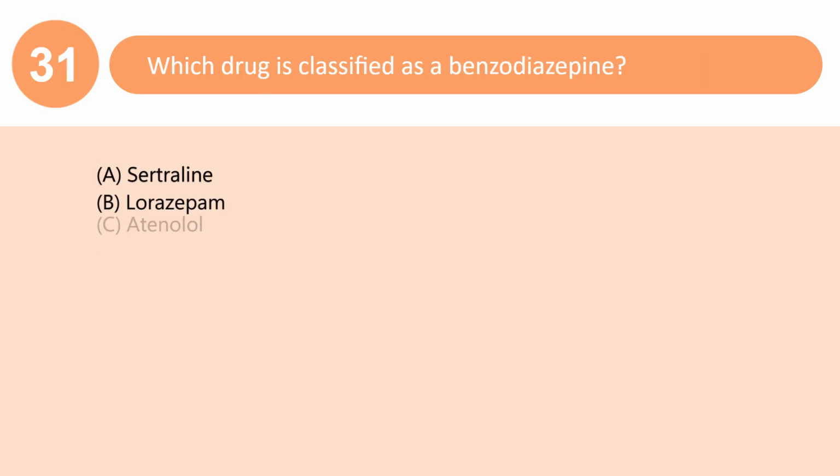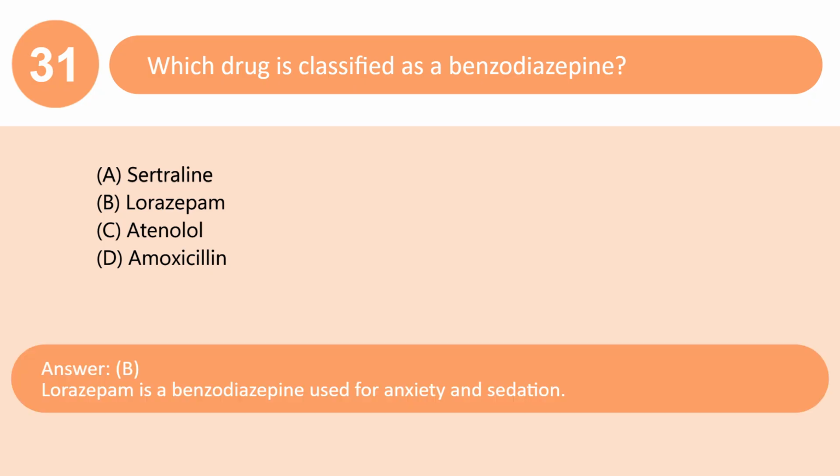Which drug is classified as a benzodiazepine? A. Sertraline. B. Lorazepam. C. Atenolol. D. Amoxicillin. Answer B. Lorazepam is a benzodiazepine used for anxiety and sedation.